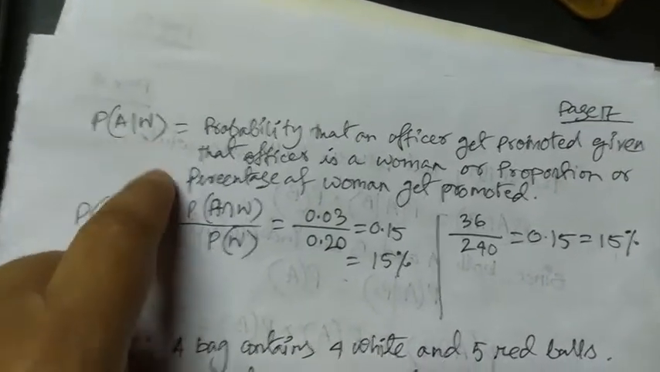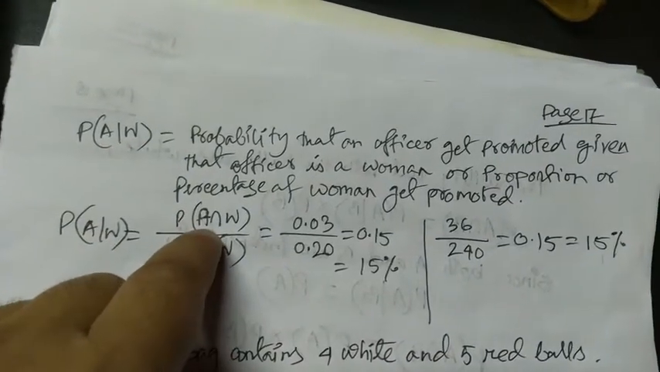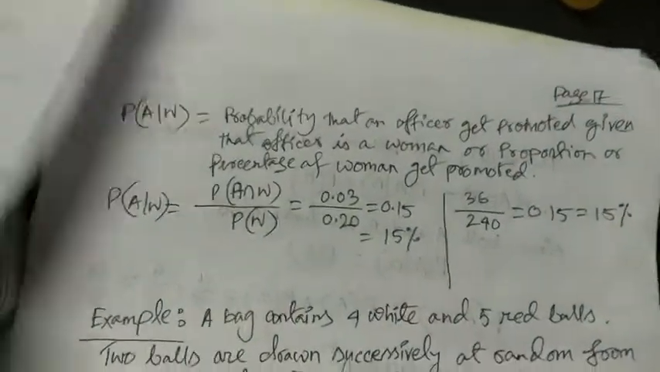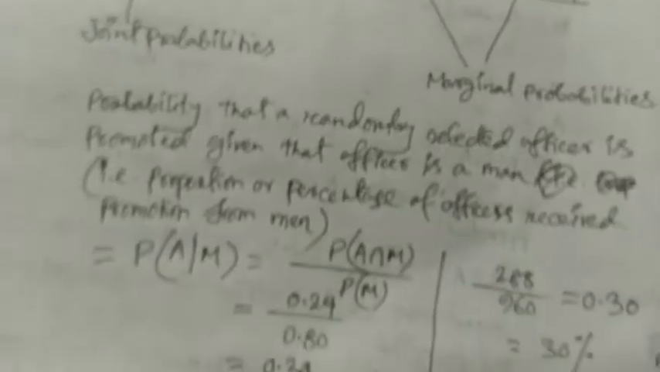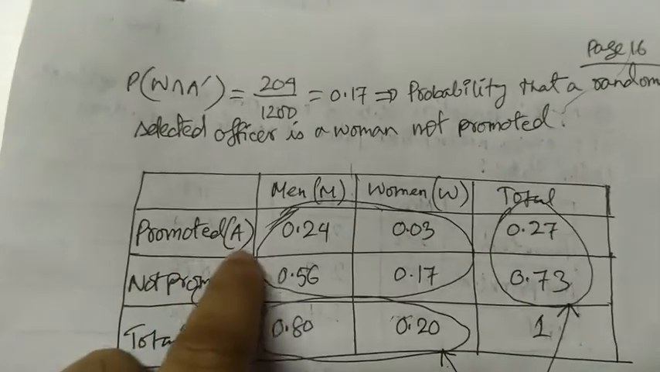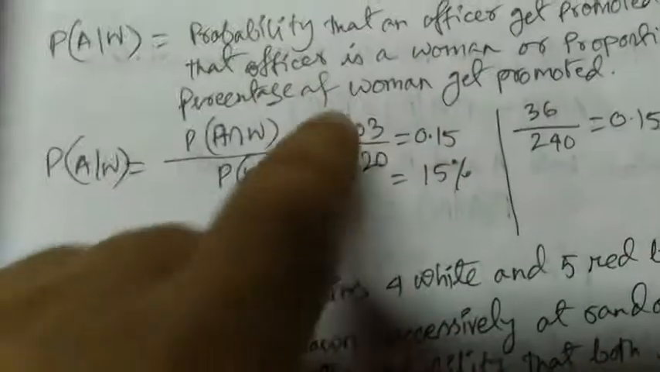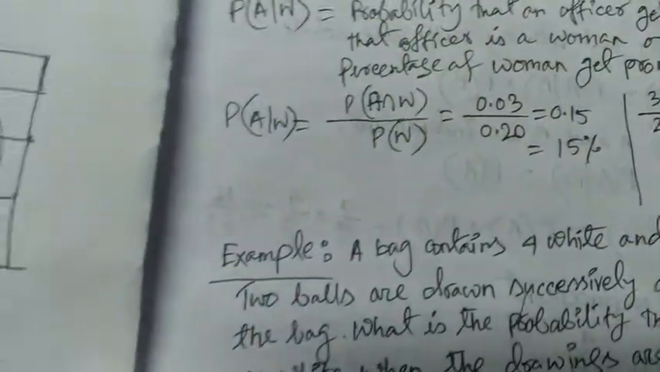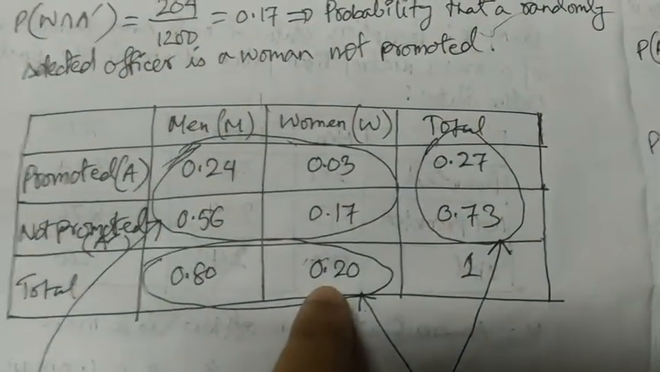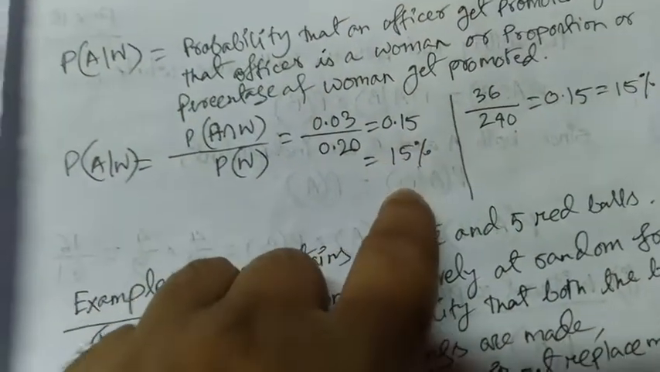So that means, as you know from the formula, A given W is probability of A intersection W divided by probability of W. So from the previous page you can see A intersection W is equal to 0.03. So 0.03 divided by probability of W. Probability of W is 0.20. So divided by 0.20, the answer is 0.15, that is 15%.